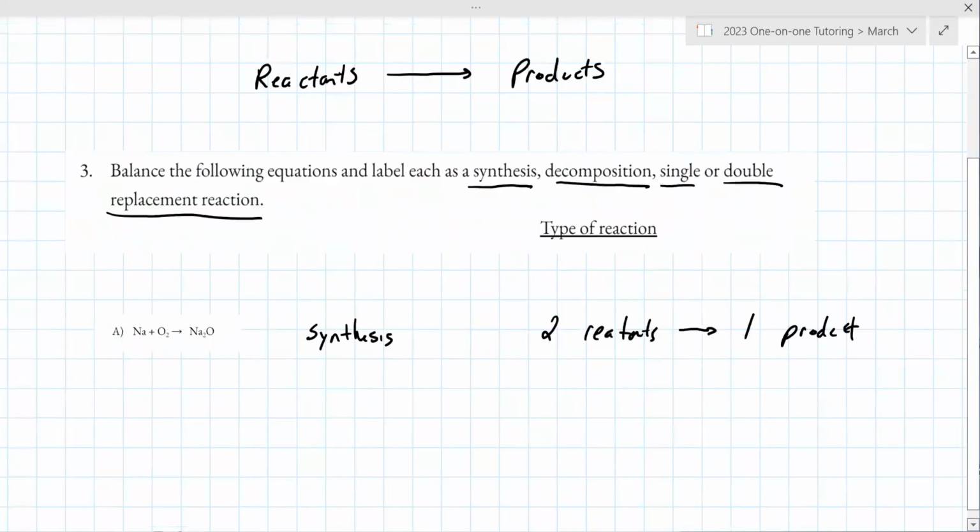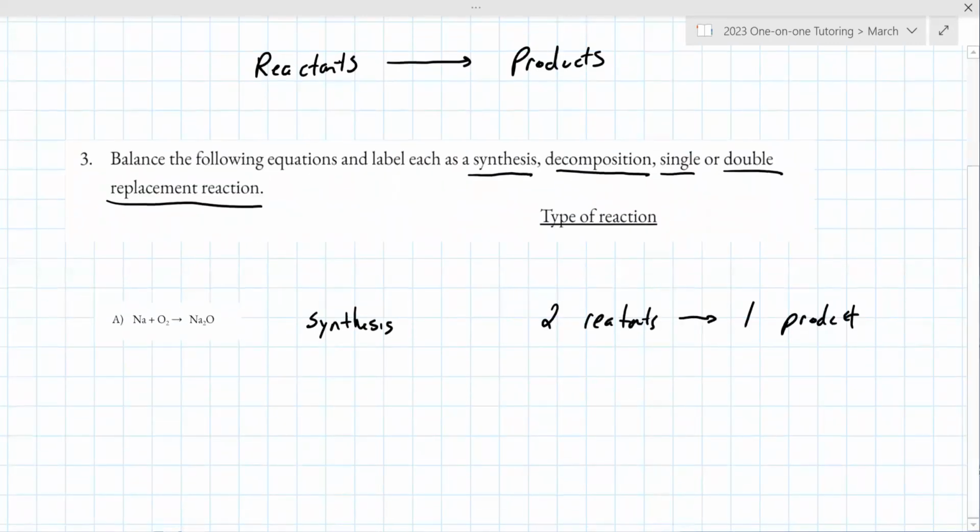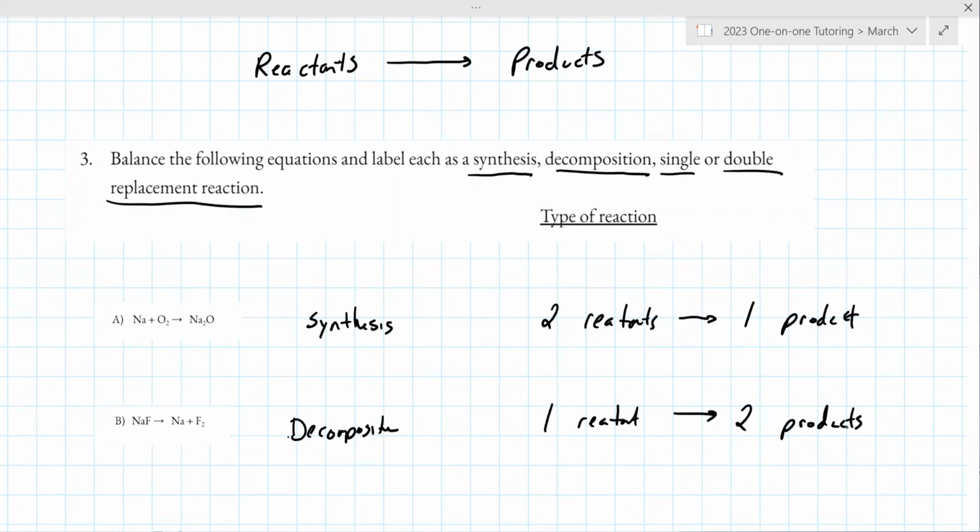All right. Now the other direction is decomposition. So decomposition is where you go from 1 to 2. You can see letter B is clearly decomposition. Maybe you saw this in class, but you have 1 reactant and that goes to 2 products. So it's basically the flip, or the reverse, of the other. Is that something you've heard before?